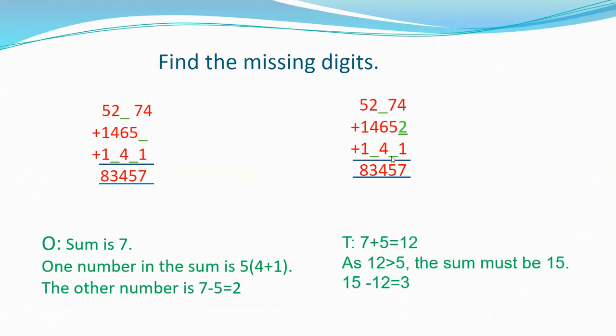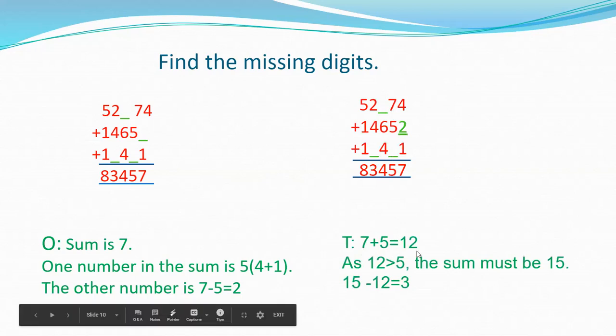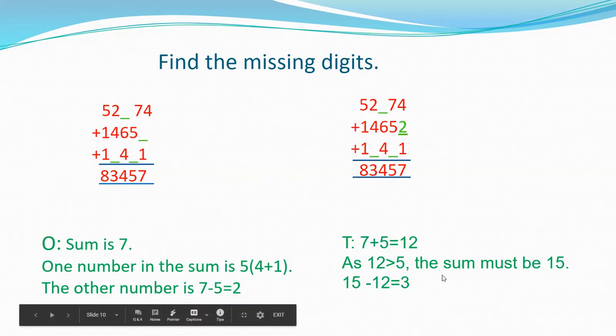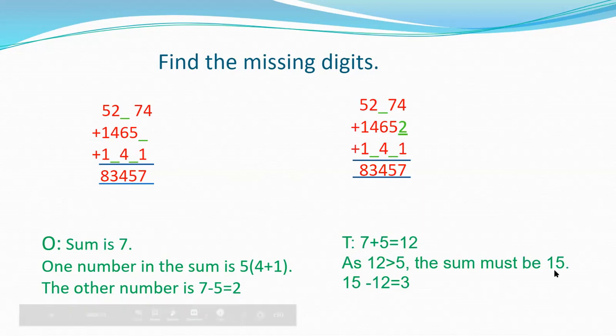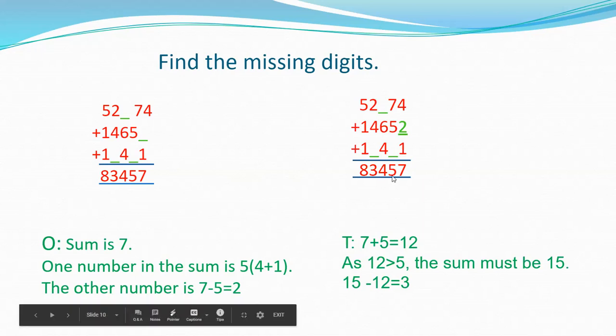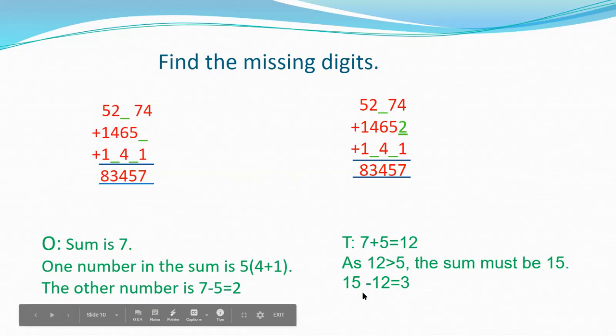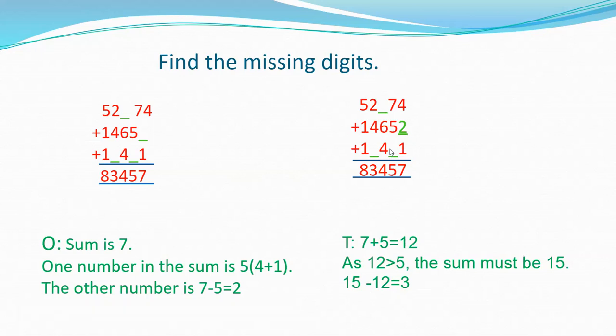Here we will add it. 7 plus 5 equals 12. As 12 is more than 5, but the sum is written 5, so 12 is more than 5. The sum must be 15. It will not be 5. It will be 15. So it is 15, and 1 is carried to the other number. 15 minus 12 equals 3. So what is the missing digit here in the tens column?